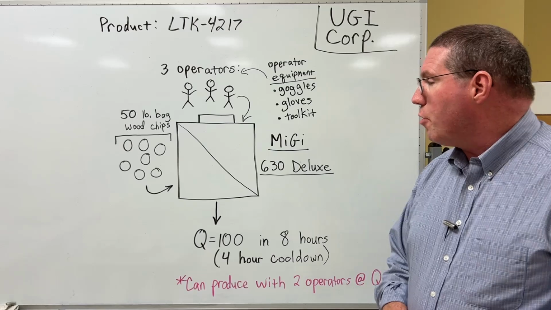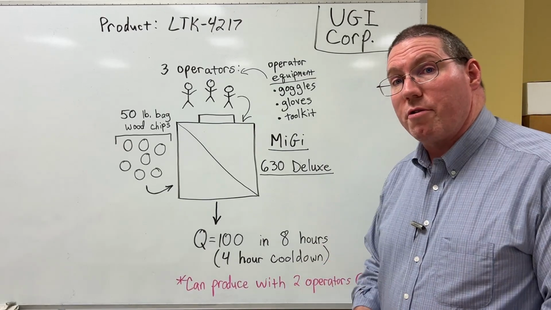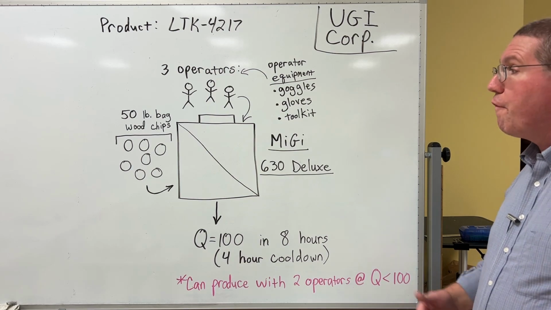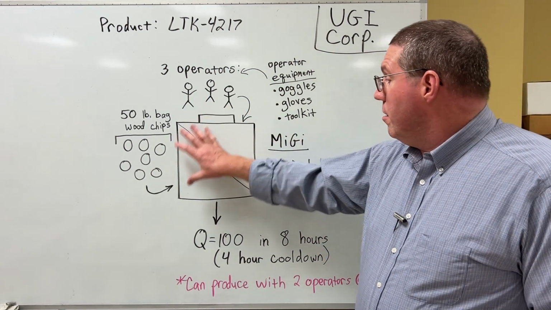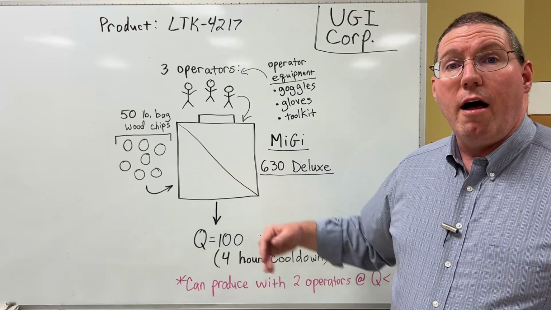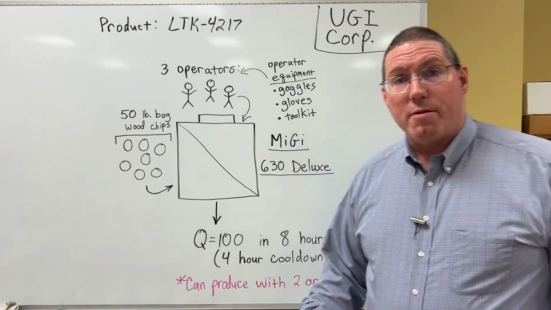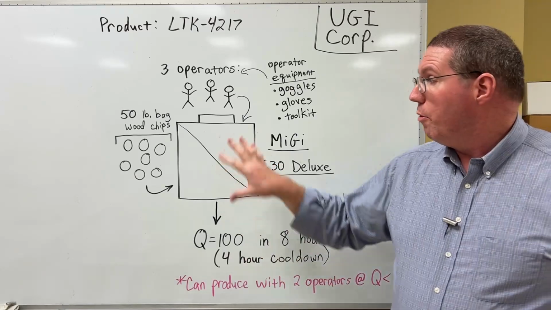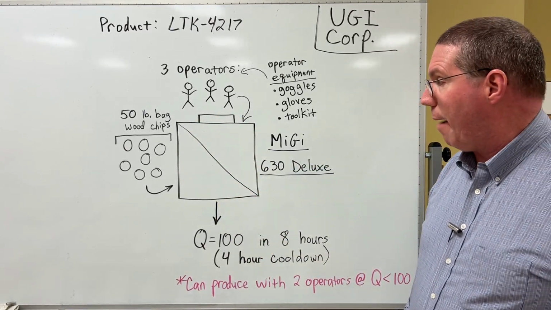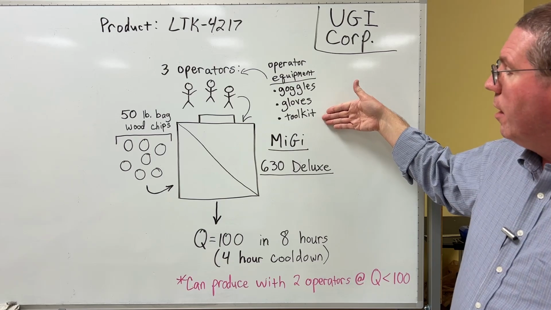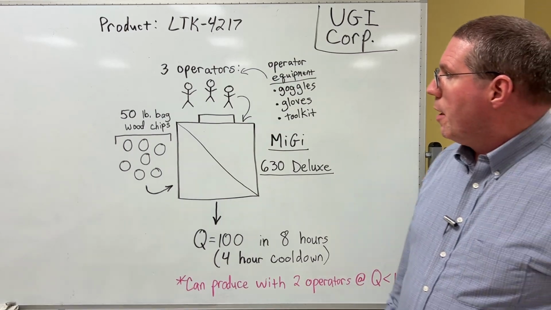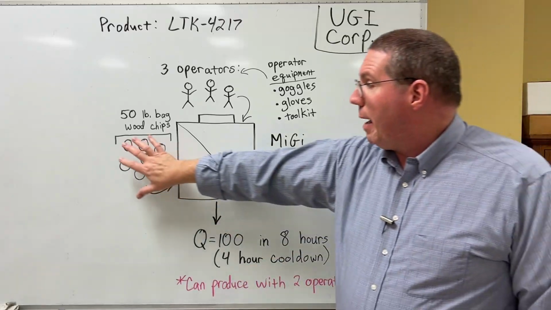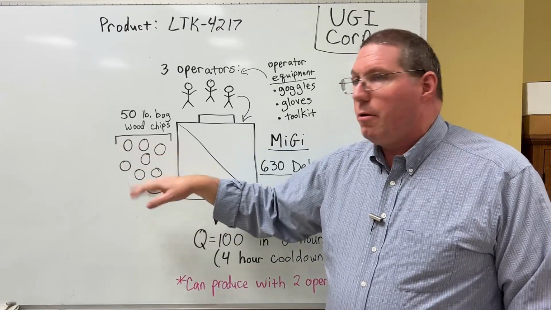Okay. And so I want to point out a couple things that we already understand about microeconomics that are related to this situation. First of all, the Miggy 630 Deluxe is an example of capital that is used by a business, right? Our factors of production are land, labor, and capital, right? Well, the Miggy 630 Deluxe is an example of capital. The operator equipment is another example of capital. The 3 operators, that's our example of labor, and the 50-pound bags of wood chips, that's our example of land.